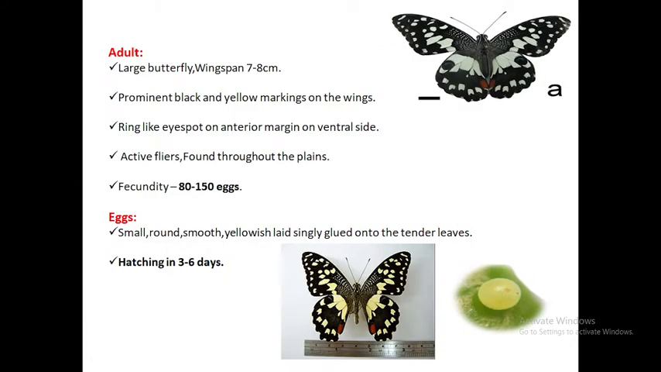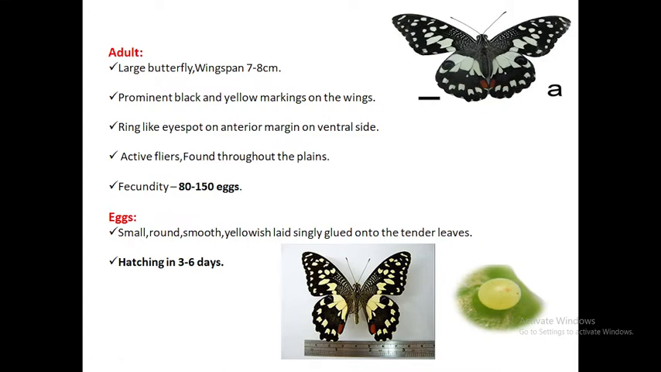Now, if we consider the adult stage, it is very beautiful in appearance. If we measure the wingspan, it is approximately 7 to 8 centimeters, with prominent black and yellow markings on the wings, and a ring-shaped eye spot can be observed at the ventral side. This is the ventral side we can observe, and these are active flyers which can be found everywhere across the plains.